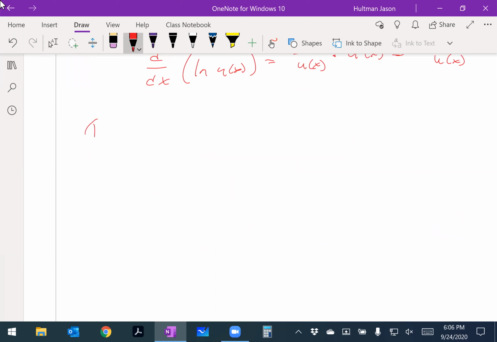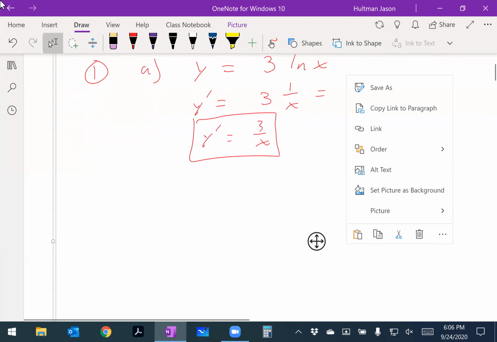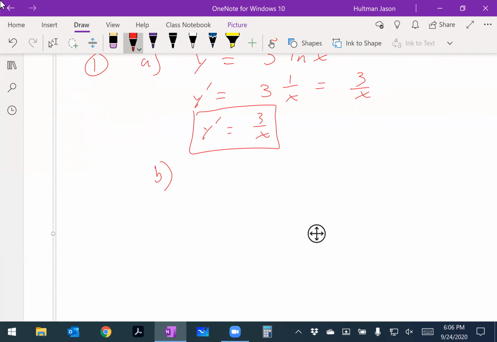Okay, so let's look to differentiate some stuff. A. We have y equals 3 natural log of x. What's y prime? Well, that's 3 times 1 over x, which is 3 over x. Okay. So y prime is 3 over x.